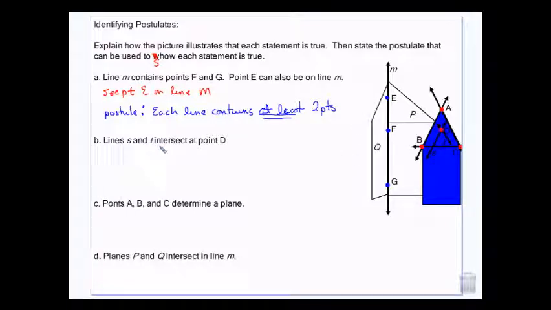Okay, lines S and T intersect at point D, so we see here's line T, here's line S, there's point D, so we can see this. And the postulate that states that is true is that 2 lines intersect at a point.